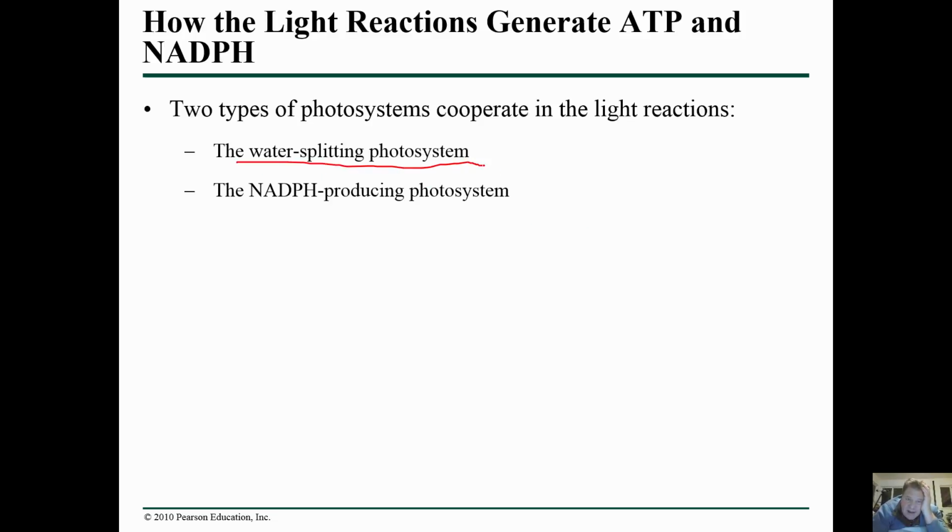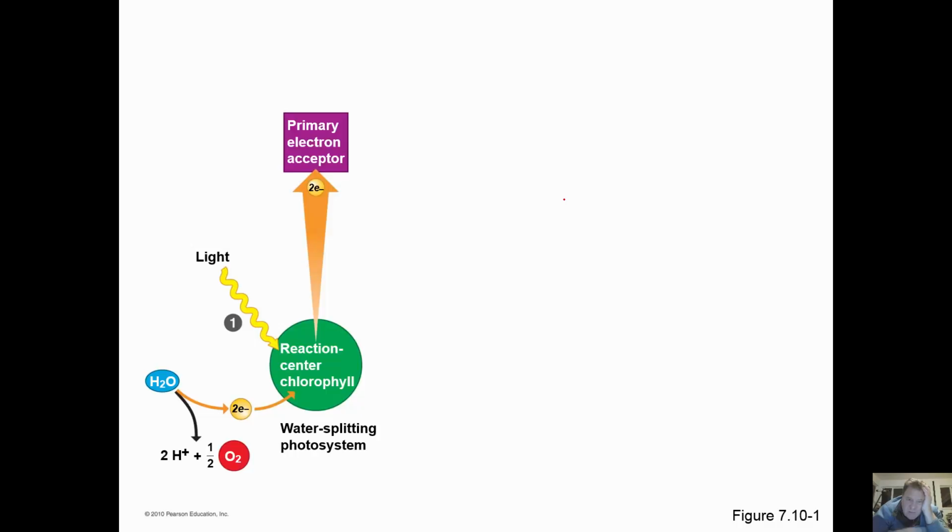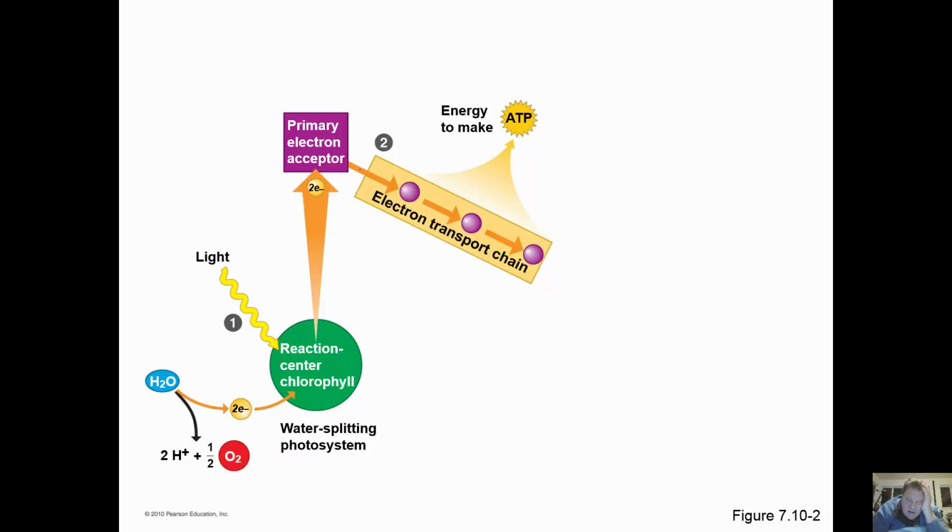Okay, and again, this is the water splitting system and the NADPH producing system as well. So what's going on here in this chlorophyll reaction center? We're splitting water. And when we do this, we produce oxygen, and we produce electrons and hydrogen ions. We use this to bump up the energy of a primary electron acceptor. Now, these electrons then can move down what we call an electron transport chain.